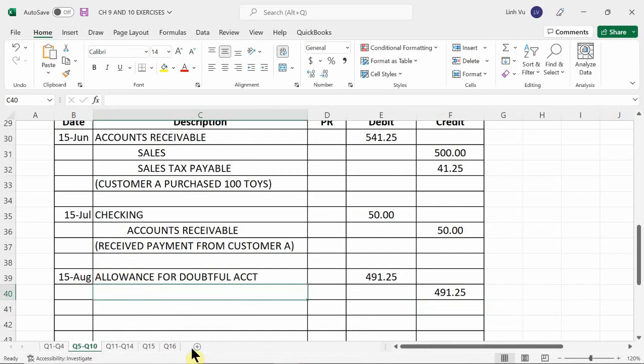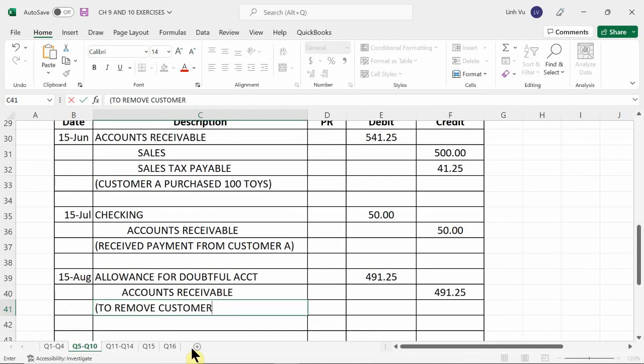you just said it. $491.25, accounts receivable. Yeah, accounts receivable, right? Because this customer says that they are refusing to pay, so that means you have potential bad debt, meaning you may not be able to collect this amount from customer A. Okay? So to remove customer A's accounts receivable balance. Okay?